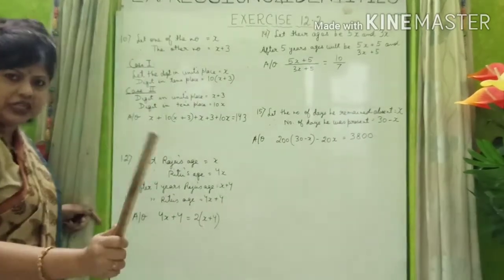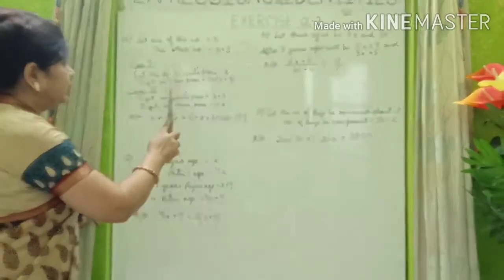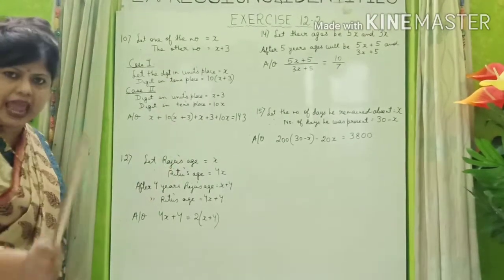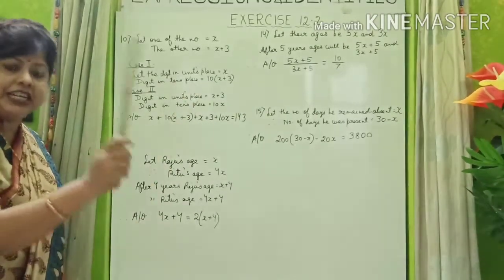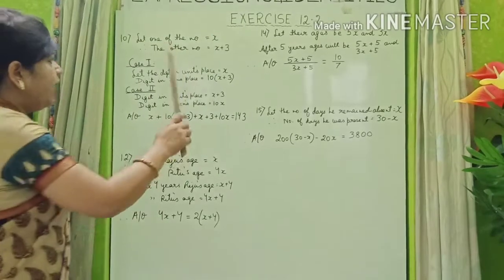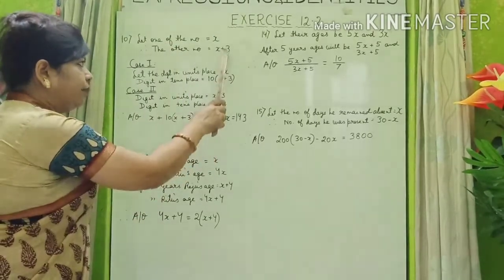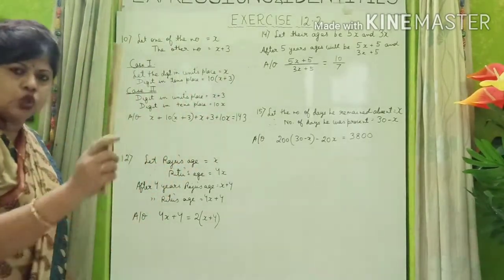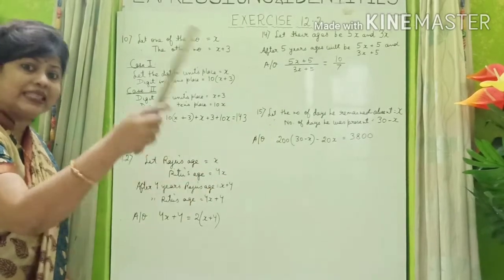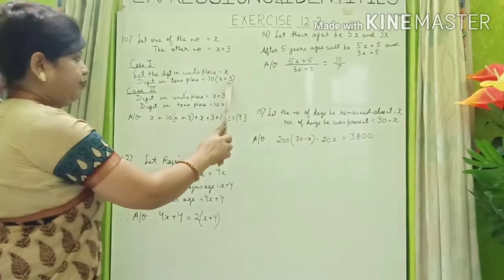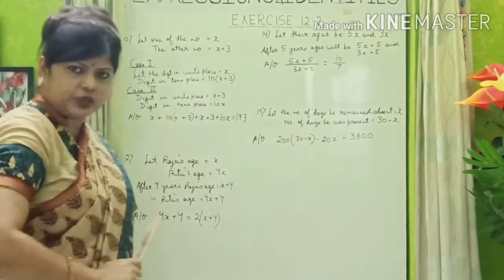Case 1. First case, let us consider the digit in units place be x and the digit in tens place then will be naturally x plus 3. So what will be the digit in tens place? 10 into x plus 3. So this is the digit in the tens place.